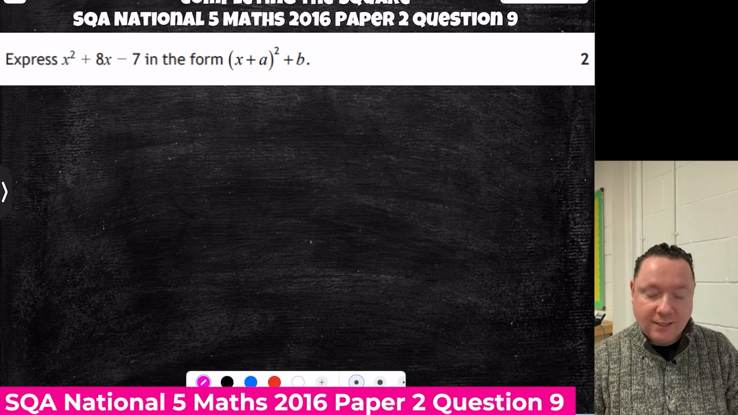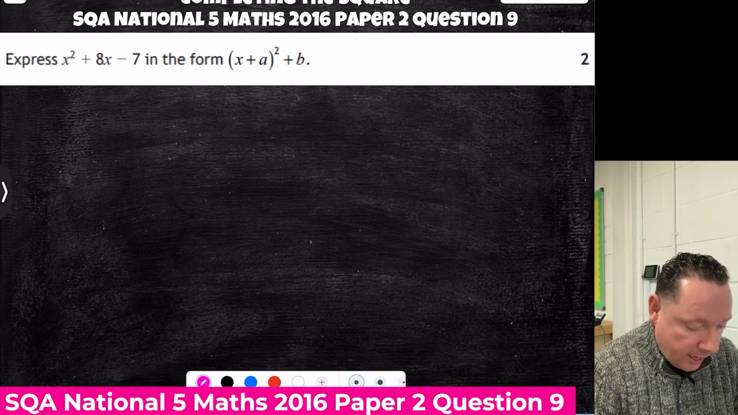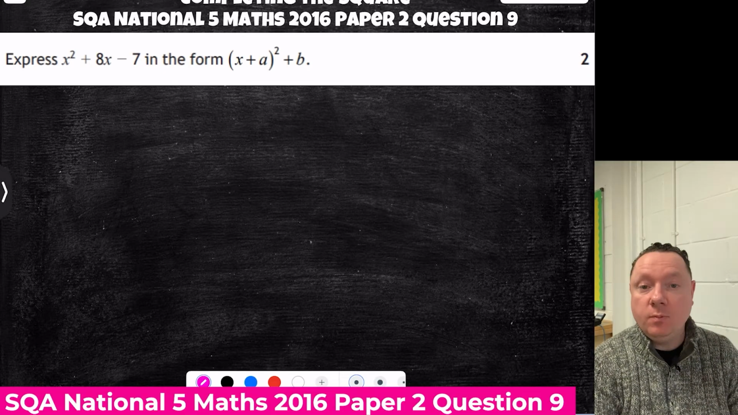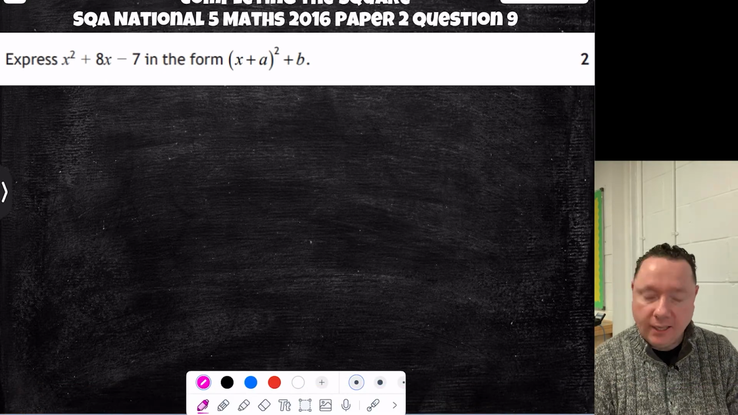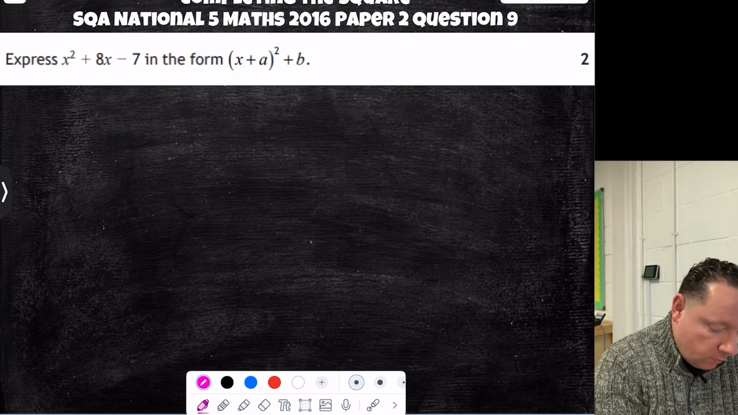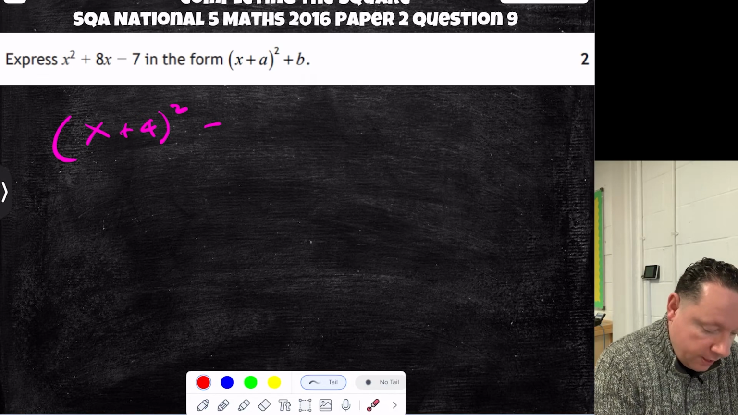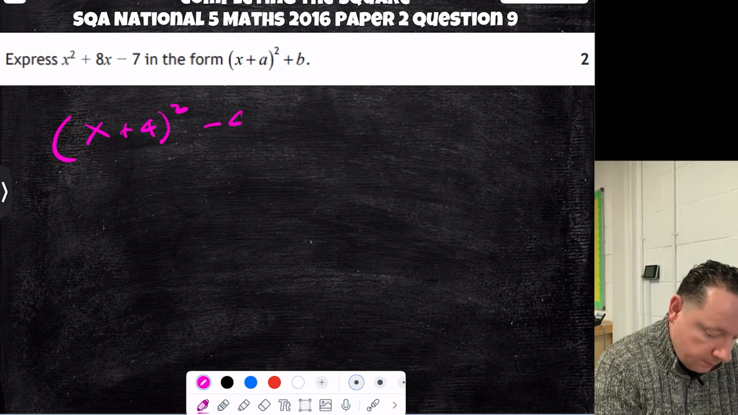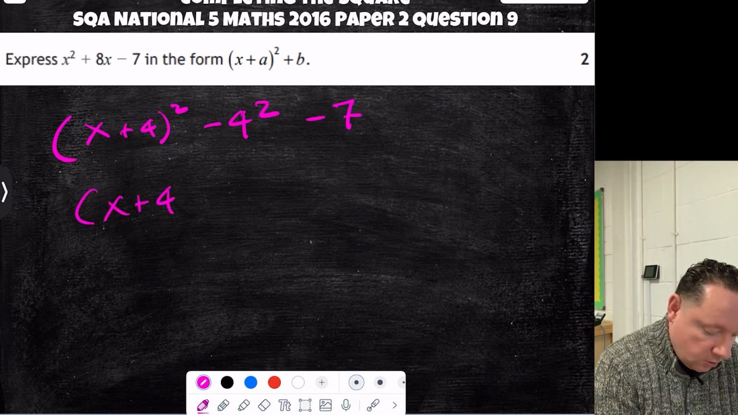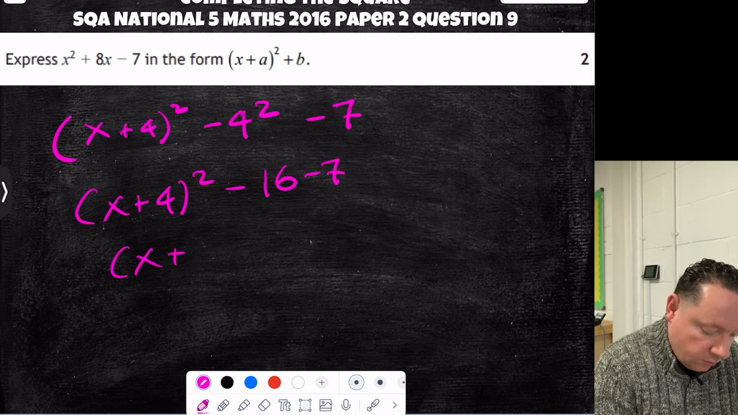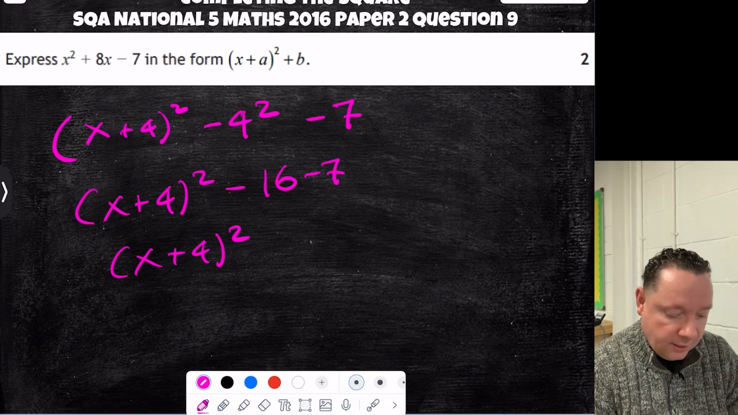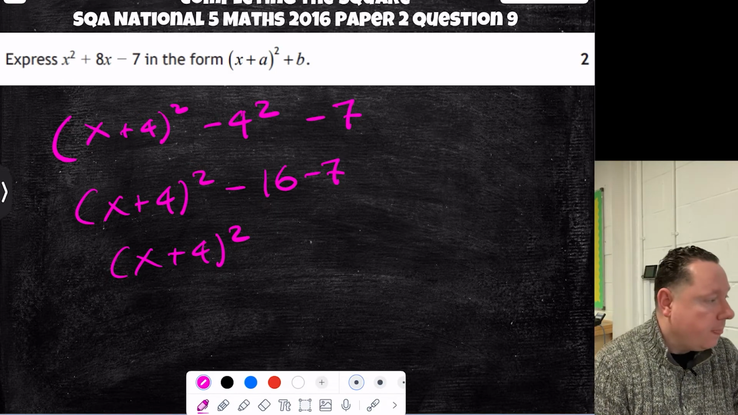X-Grade National 5 Maths 2016, Paper 2, Question 9. Express x squared plus 8x minus 7 in the form (x plus a) squared plus b. So this is called completing the square. So how does this work? Well, we halve the middle term, so it's (x plus 4) all squared. We immediately take away this number squared, which is 4 squared. And then we've still got minus 7 on the end. So that gives me (x plus 4) squared minus 16 minus 7. (x plus 4) squared minus 16 minus 7 is minus 23. And we're done there.